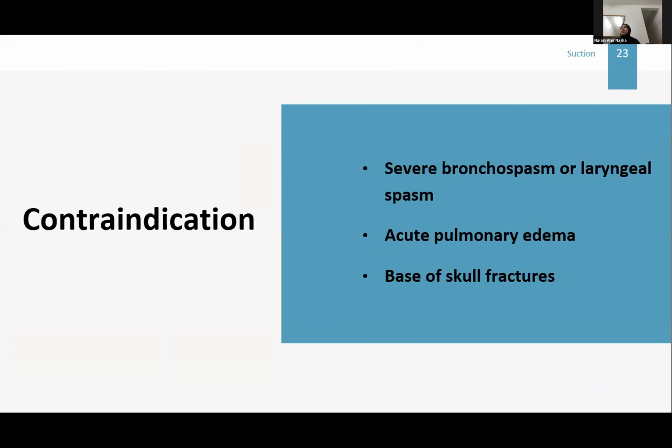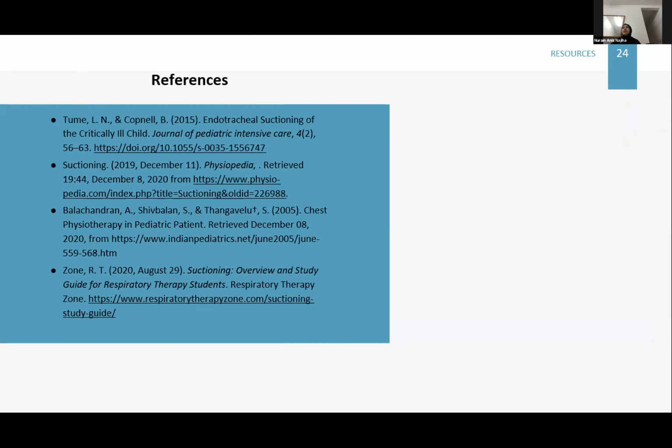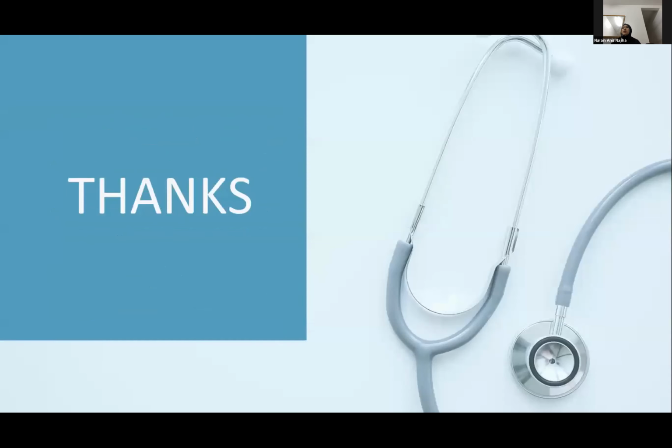And contraindications: the patient has severe bronchospasm, acute pulmonary edema, base of skull fracture, or any obstruction in their respiratory system. And this is my reference. Yeah, that's all.